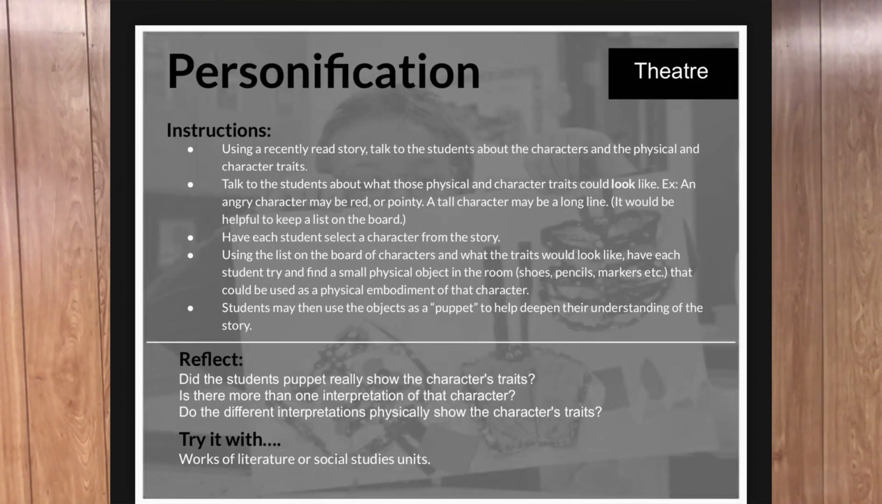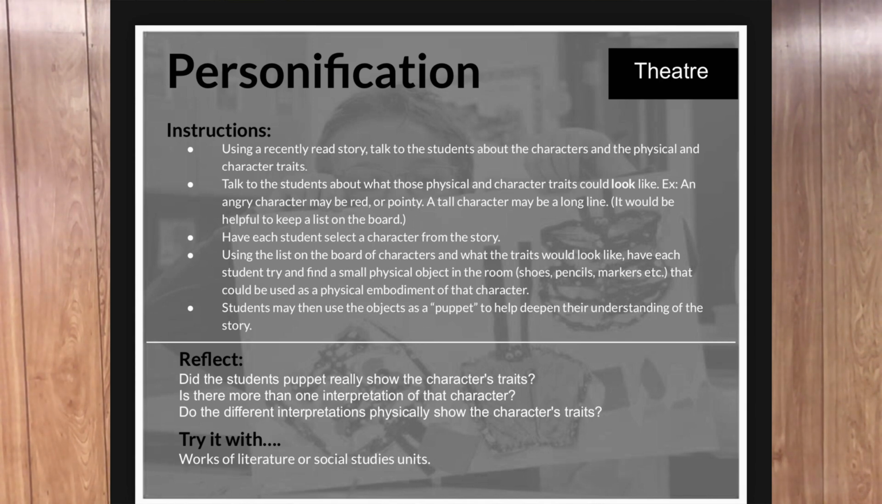Telling you about the arts integration strategy, Personification. This is a theater strategy, and the steps to using this strategy with your students are as follows. Use a recently read story and talk to the students about the characters and the characters' physical and personality traits. Talk to the students about what those physical and personality traits could look like.